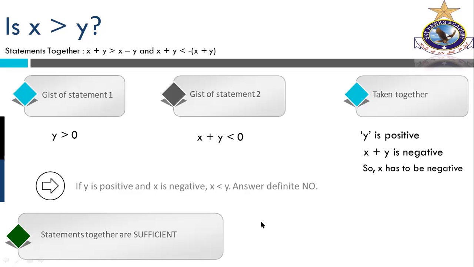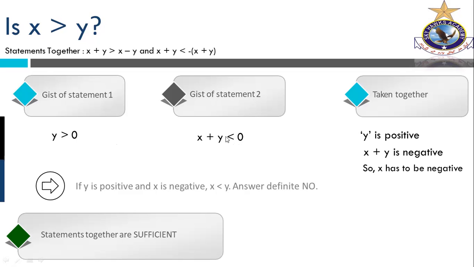If we take the two statements, we are reaching a clear-cut answer. We are not looking for any yes, we are looking for a definite yes or no. Taking both statements, the gist of statement 1 is always saying that y must be greater than 0, and statement 2 is clarifying that their sum must be less than 0. If the sum is less than 0, then y is positive in both cases.